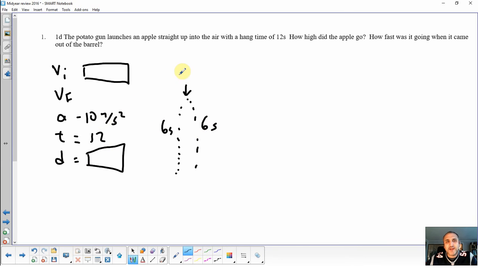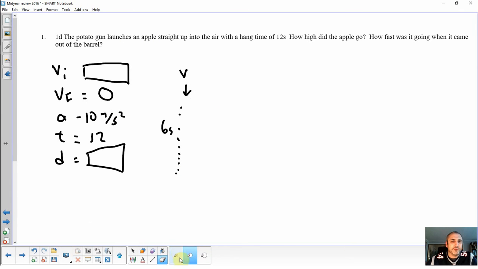And we actually know something. We know the velocity at the top. And that velocity, if we launch it from down here, is 0. And we know, if we launch it from down here, the final velocity up here is 0. But we have to remember that we're only talking about the first 6 seconds.